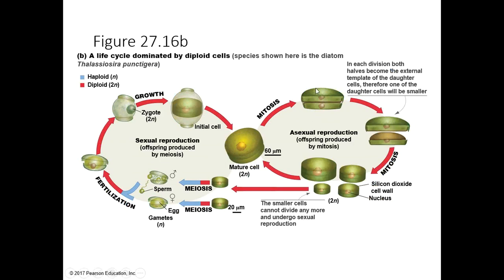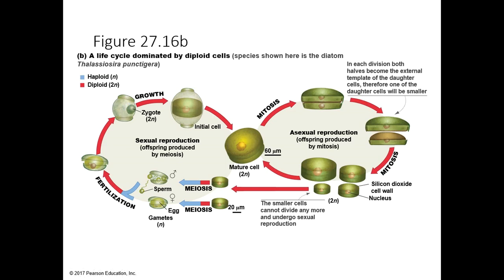In each division, both halves become the external template of the daughter cells. Therefore, one of the daughter cells will be smaller. So specifically in this diatom, we see that happening. It undergoes mitosis, and we get exact copies. In this case, the smaller cells cannot divide anymore, and these are the ones that are going to undergo meiosis to produce the egg and the sperm cells. So again, very unique life cycle here.